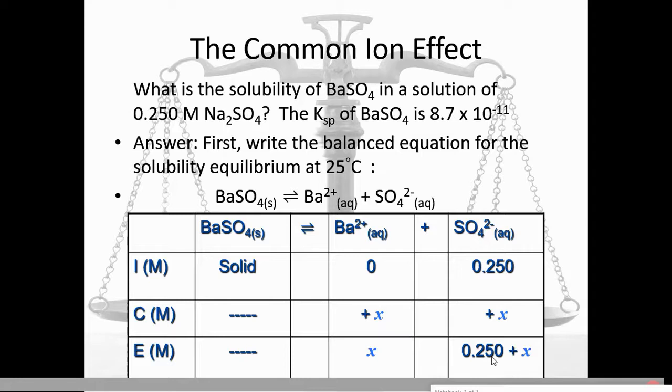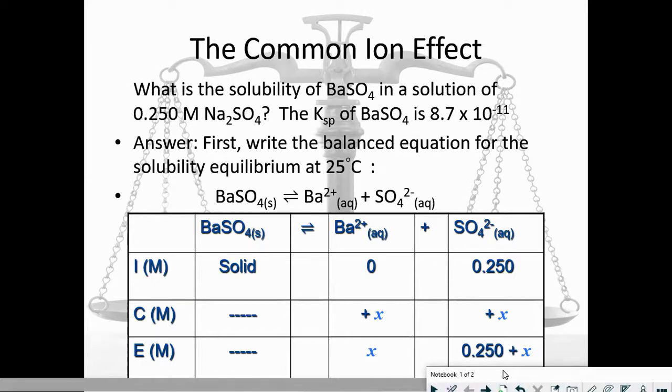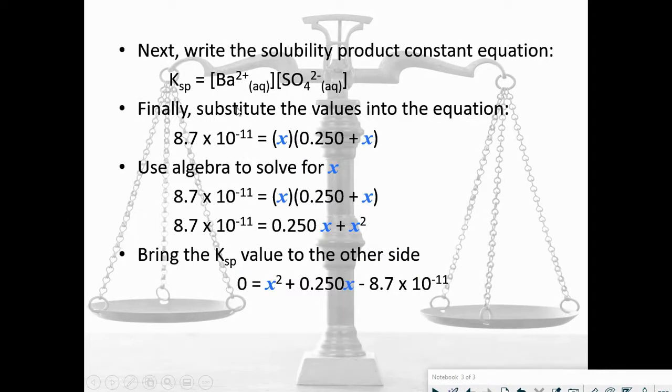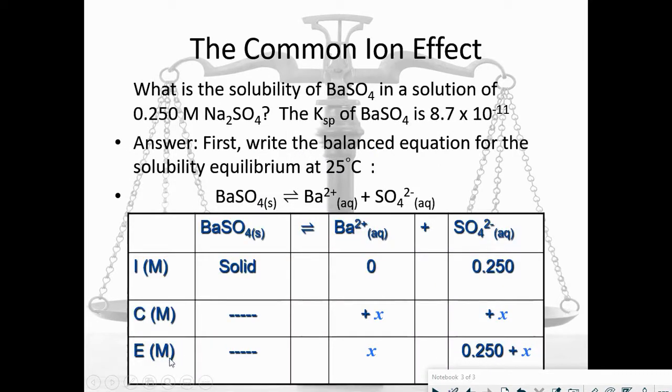I don't know if you've seen this before, but when you have a 0.250 plus x, a binomial here, that causes problems in your calculations later on. What we're going to do is we're going to write the KSP expression. KSP equals the barium ion multiplied by the sulfate ion. We're going to substitute the values that we know, and that's the KSP value here. We don't know the x's. We got these two from the ICE table. The bottom, this is called the equilibrium concentration.